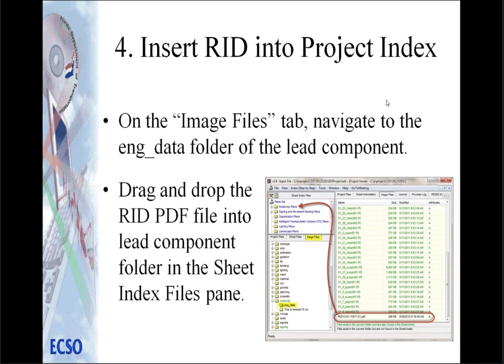Step 4 is to insert the revised index drawing into the project index. And this, again, is in EDI. You will go and select on the Image Files tab, and then you're going to drag and drop the revised index into the lead component of the plans. In this case, it's going to be Roadway.